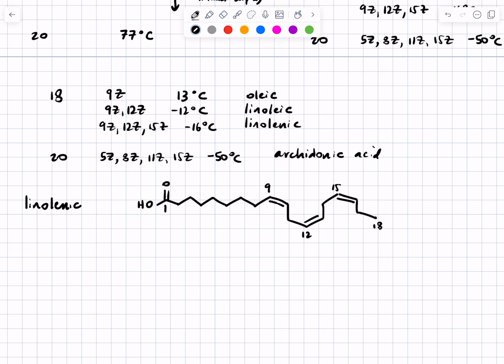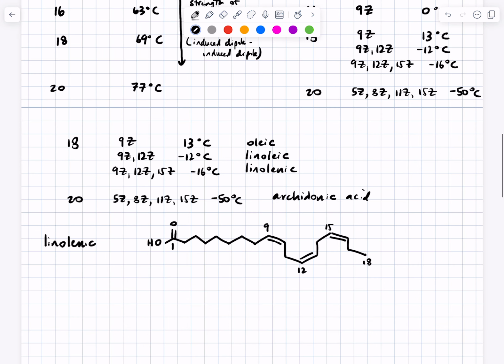This is linolenic acid. So what's the rationale for why linolenic acid has such a lower melting point than the fully saturated 18 carbon carboxylic acid? What do the double bonds do? Somebody raise your hand. Yeah, go ahead. Inhibit stacking of what?